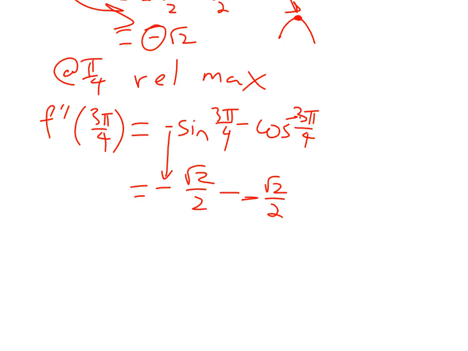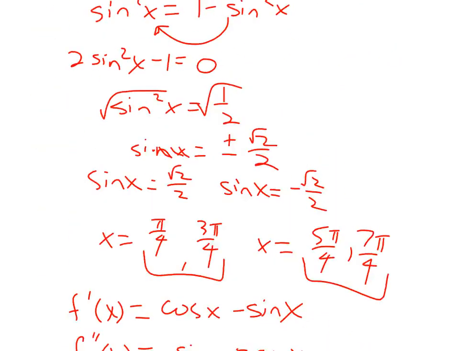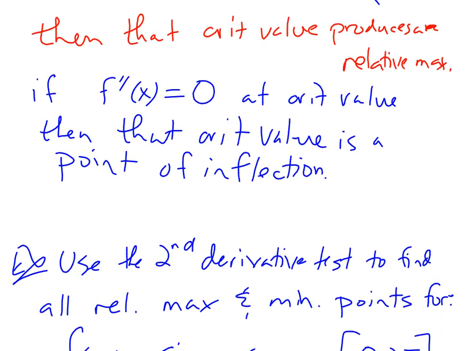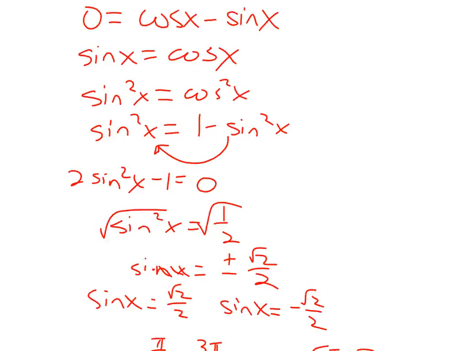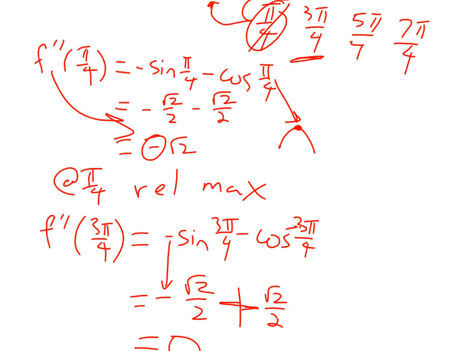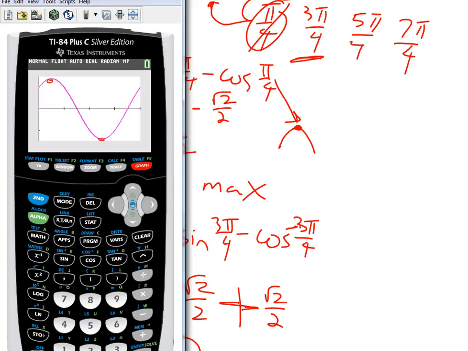Oh, wait a minute. That becomes minus the negative, which becomes positive root 2 over 2. Isn't that 0? If the second derivative is equal to 0, I know that critical value must have also been a point of inflection. In other words, my concavity must have changed. So right here, at 3 pi over 4, is where my concavity changed, and I didn't even think about that. All right, now let's go on.